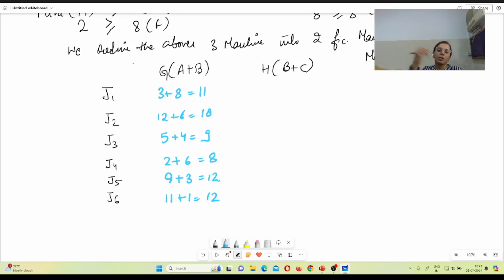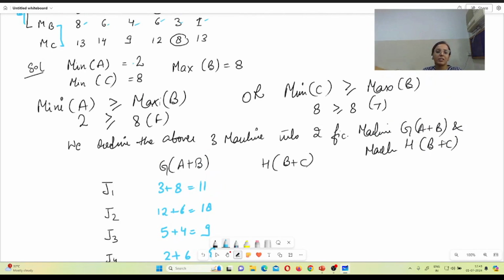Again for machine H, the same process: adding the values of B and C together. B and C are 8 and 13, 6 and 4. So write it over here: 8 plus 13 will be 21. Then for J2, 6 plus 14, that will be 20.